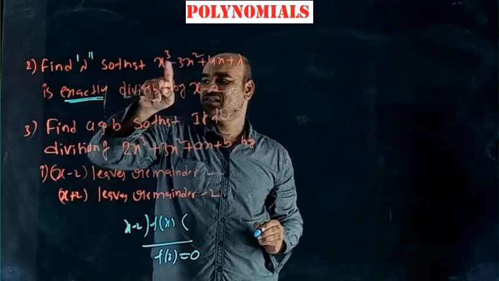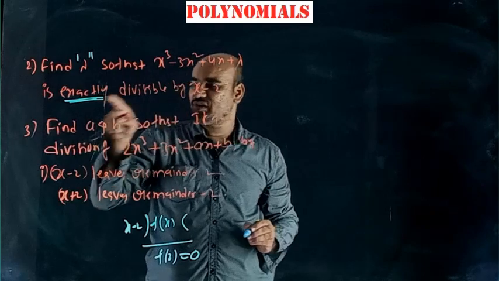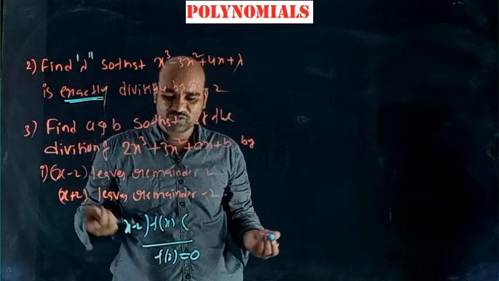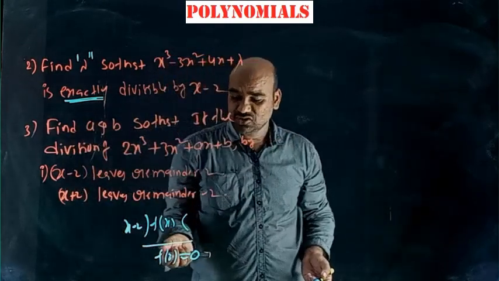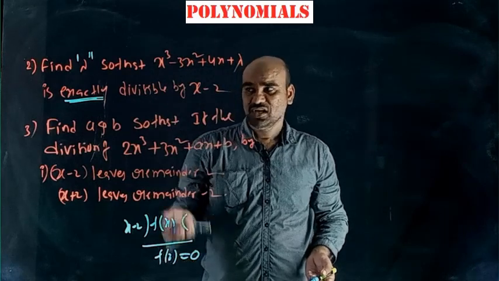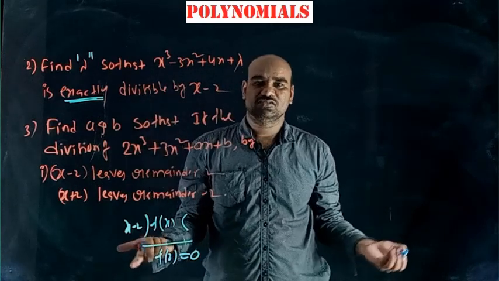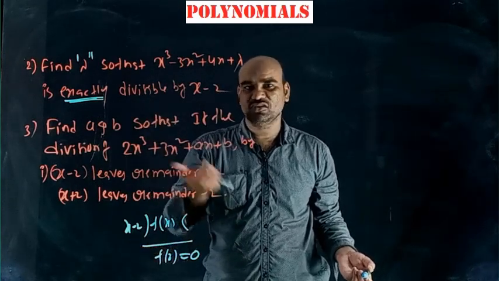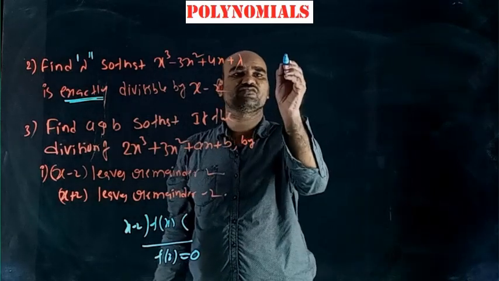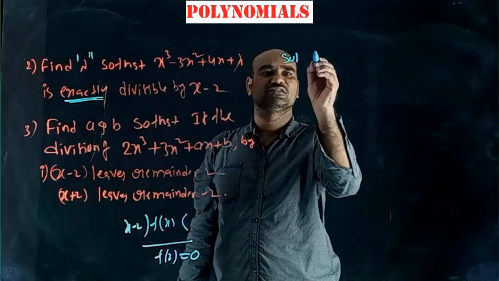This polynomial divided by x minus 2 leaves remainder 0 indirectly. Exactly divisible means what? Remainder 0 only. So the actual remainder is f of 2 by the remainder theorem. According to the problem, f of 2 value is equal to 0. We just need to find f of 2 and equate it to 0 to get the lambda value. Okay, solution for the first problem.